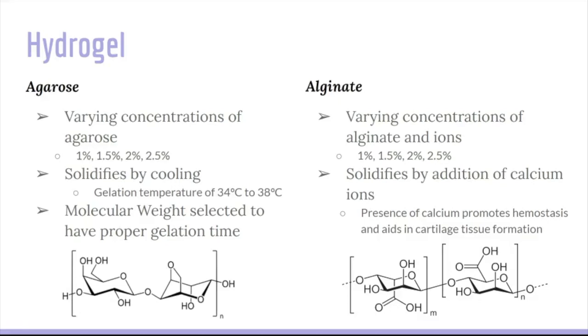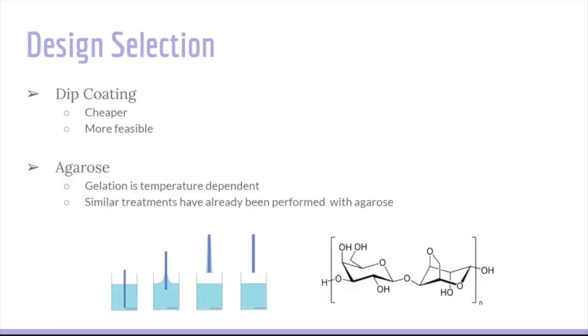For the hydrogel design, we debated between agarose and alginate, testing them at varying concentrations between 1 and 3%. Alginate solidifies by addition of calcium ions, where the calcium present in the bone will solidify the hydrogel, whereas agarose solidifies by cooling. So as it cools within the body, it will solidify. Ultimately, we decided to go with dip coating as it is cheaper and more feasible. And for the hydrogel, we decided to go with agarose as gelation is temperature dependent and similar treatments have already been performed with agarose.